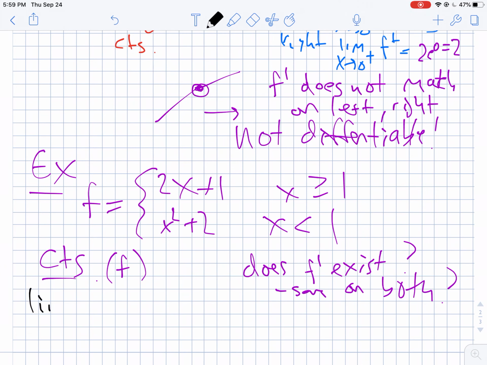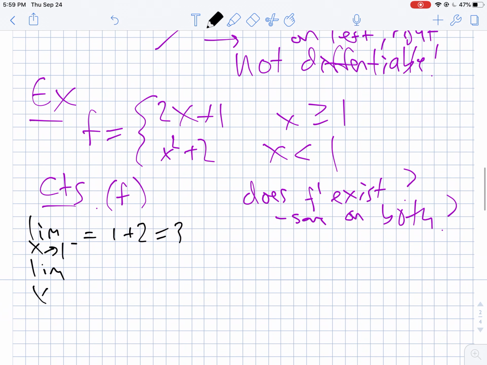If we look on the left side, the limit as x goes to 1 from the left side, I get 1 plus 2, that's 3. If I take the limit as x goes to 1 from the right side, I get 2 times 1 plus 1, which is 3. Great. So it's continuous, right? F works on both sides.